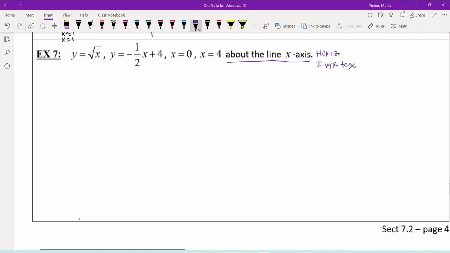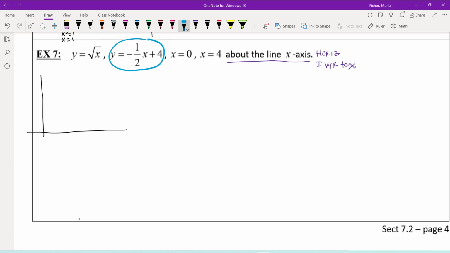So we have y equals the square root of x. I know how to draw that. And then we have y equals negative 1/2 x plus 4. We're going to draw that first. This guy here, this is just a line. It has a y-intercept of 4 and a slope of negative 1/2. We go to 4, then down 1 over 2, all the way down. There we go. That is y equals negative 1/2 x plus 4.